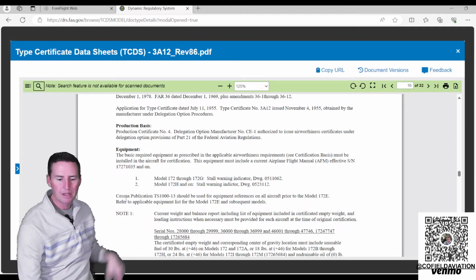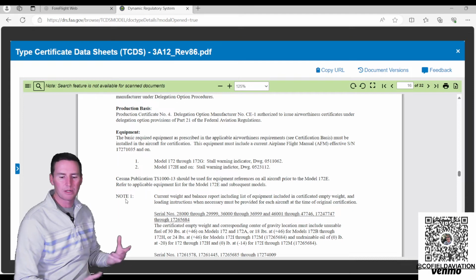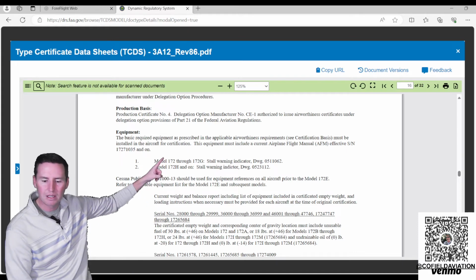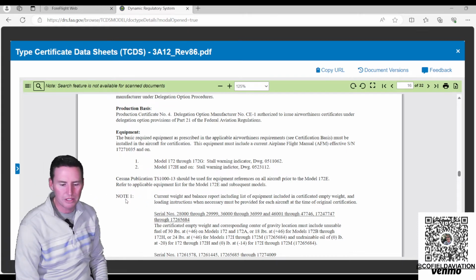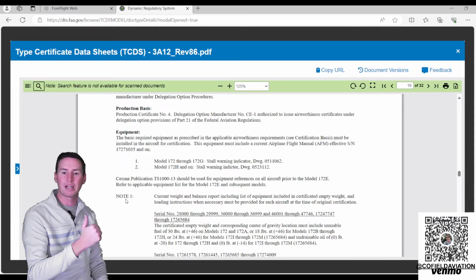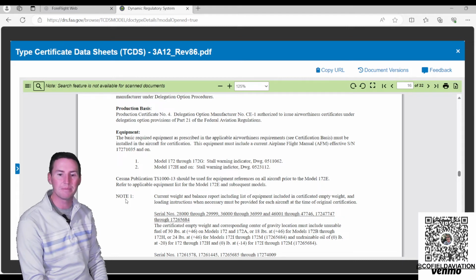Here you go, okay? So if you read it right here, basic required equipment as prescribed in the applicable airworthiness requirements must be installed in the aircraft. The equipment must include a current AFM, effective serial number 172-71035 and on, okay? We're going to talk about AFM in just a little bit, but how do you know if your airplane is required to have an AFM?